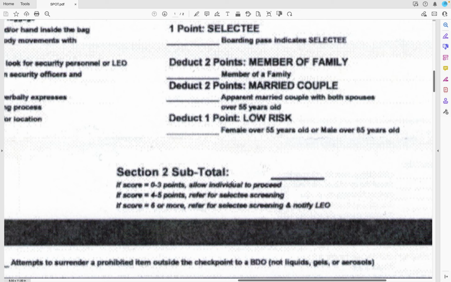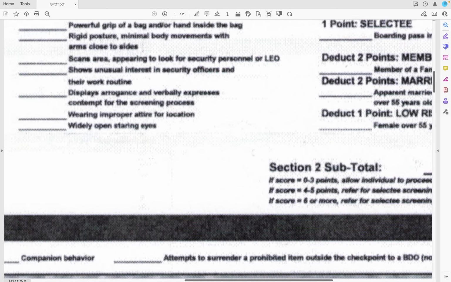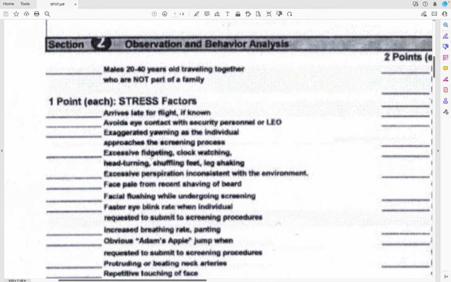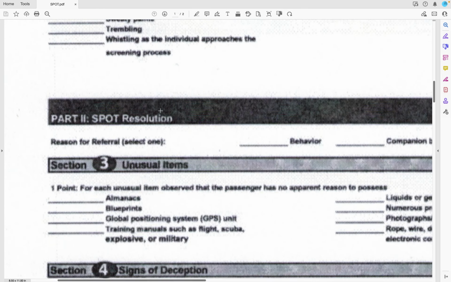If you get 3 points, then nothing happens. But if you get 4 to 5 points, then you'll go to secondary screening. That means they might pat you down or inspect your bags or things like that. If you get 6 or more, then they'll do secondary screening and they'll also tell law enforcement. LEO means law enforcement officer. Okay, so these are your behavioral analysis.